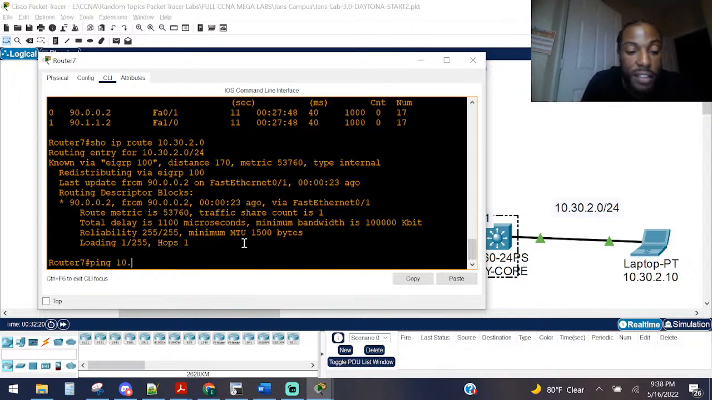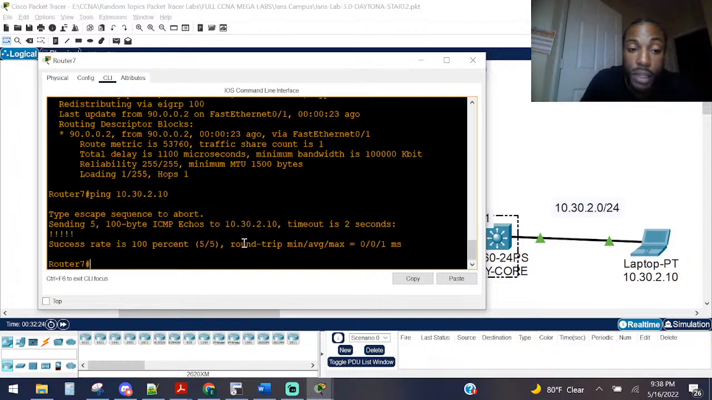Ping 10.30.2.10. Get on our knees, pray to the network gods. We got a reply. Yeah, baby! That's what I've been waiting for. That's what it's all about.